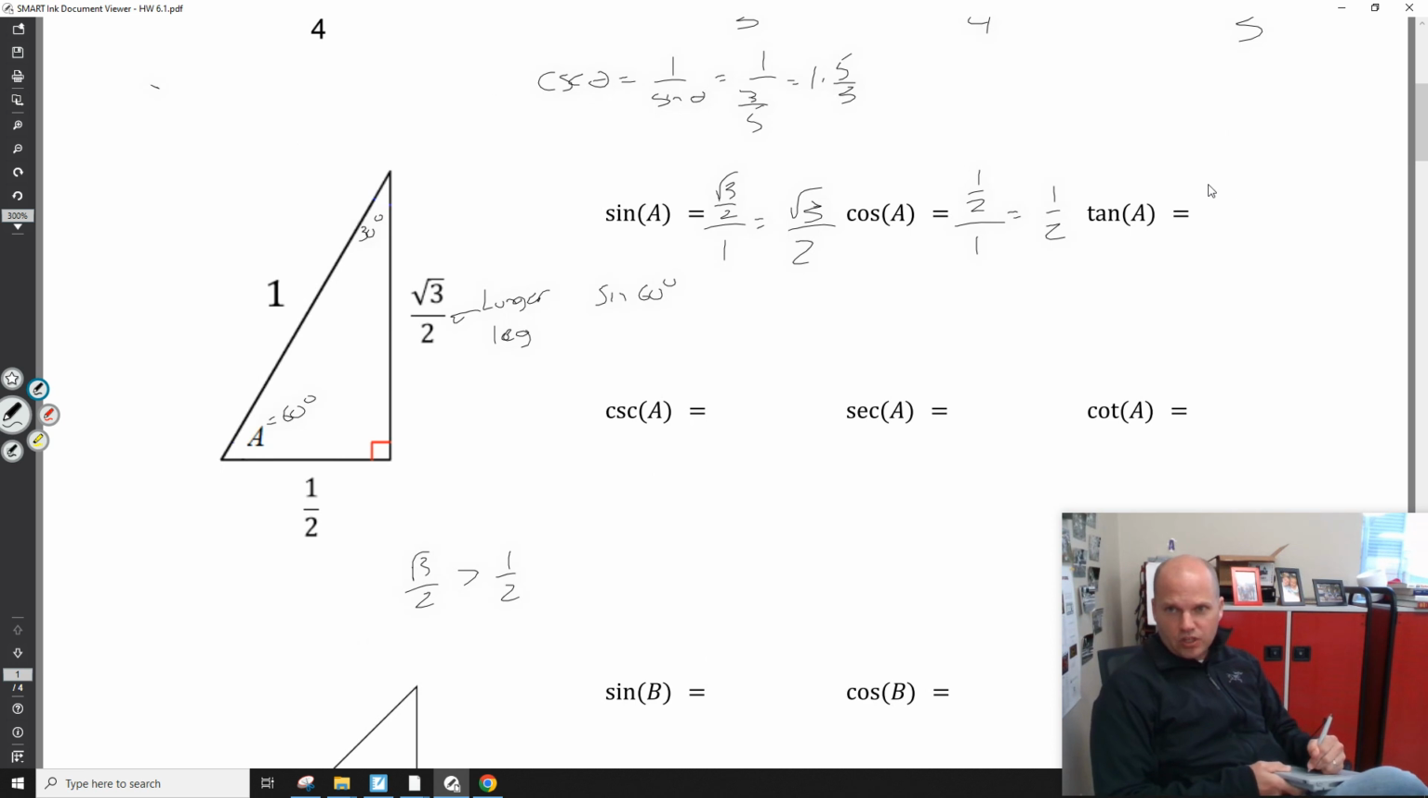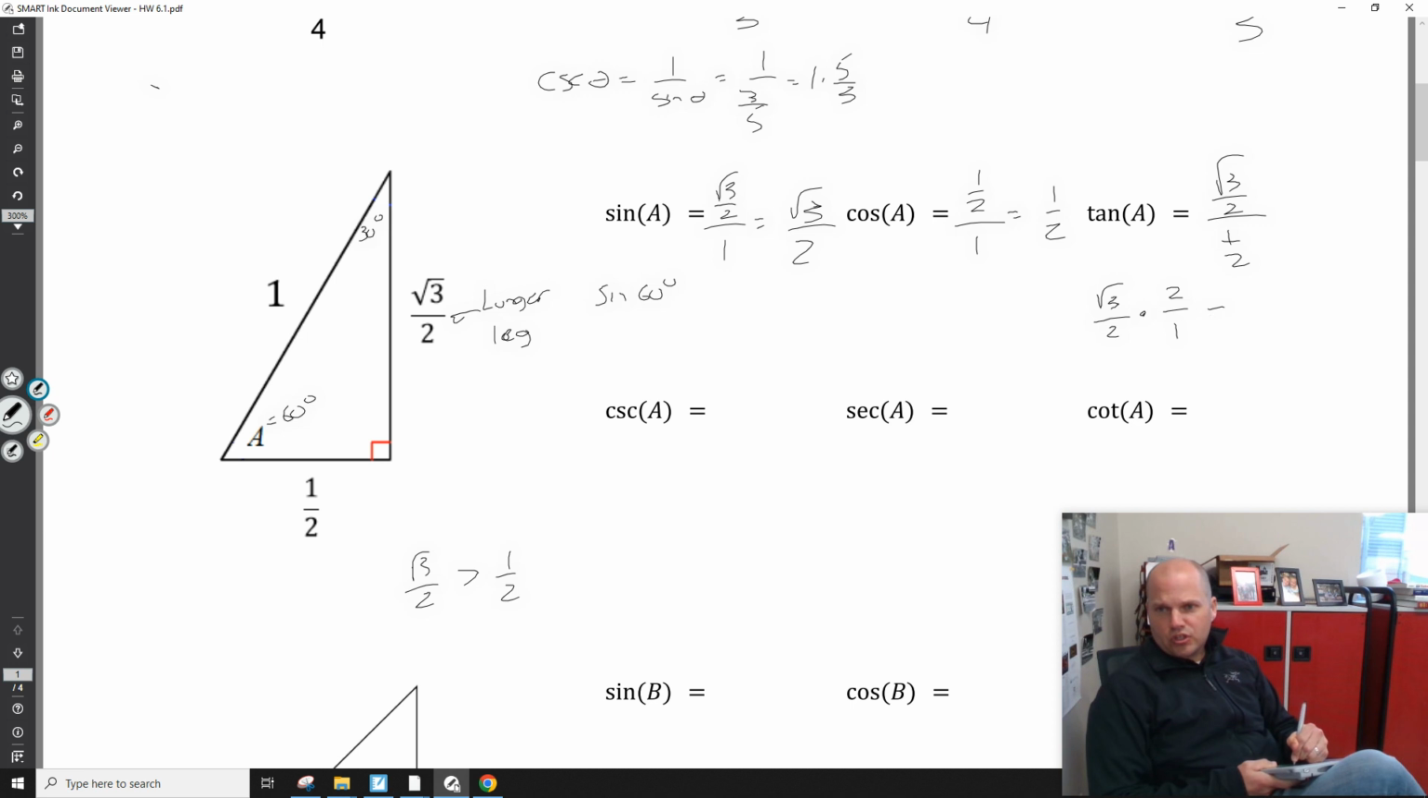Tangent of 60 degrees is opposite over adjacent. That's √3/2 divided by 1/2. Okay, here's our first instance of we don't like fractions over fractions. Besides dividing by 1 divided by 3/5, here would be something that might not be as obvious. Dividing by 1/2 is the same as multiplying by 2. Take 4 divided by 1/2, and you get 8. That's the same as 4 times 2.